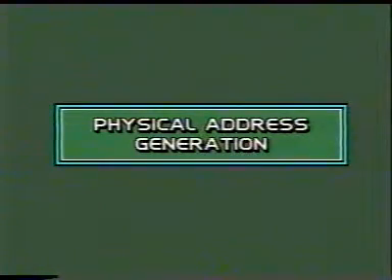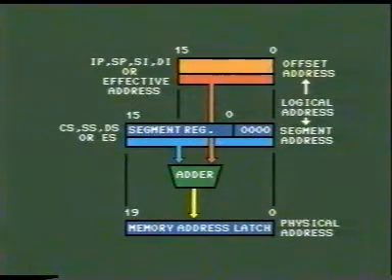Physical address generation. A programmer logically represents a memory location by two entities, where one of the segment registers provides the base address and the other register supplies a 16-bit offset value. The BIU generates the 20-bit physical address by shifting the segment base value by 4-bit positions and adding the offset value as shown in the diagram.